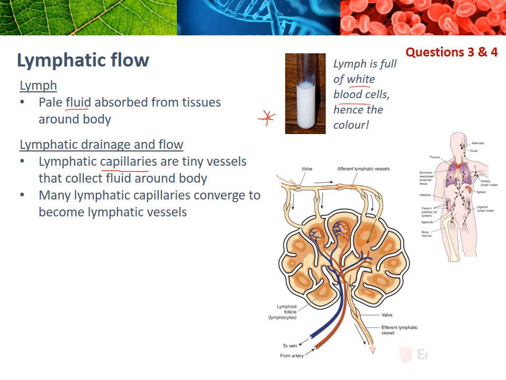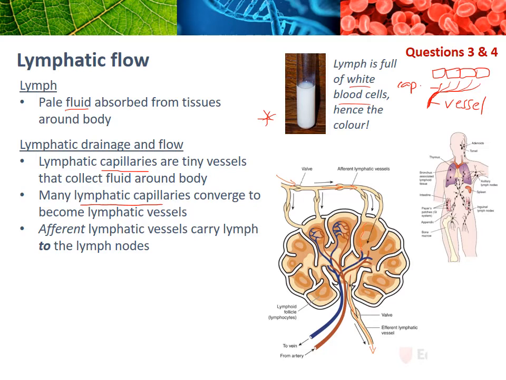Lots of lymphatic capillaries will merge together. Let's say you've got body tissue, so you've got cells, these are the cells in your leg, and there's all this fluid around there. You'll have all these little capillaries. They will pick up that lymphatic fluid, and then they merge together, and this becomes a lymphatic vessel. These were the capillaries. They merge together to create slightly bigger lymphatic vessels.